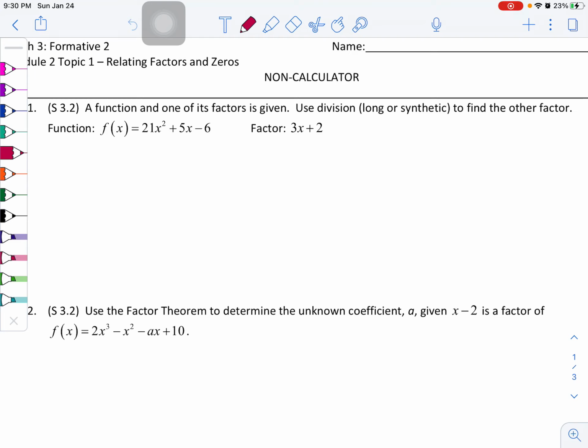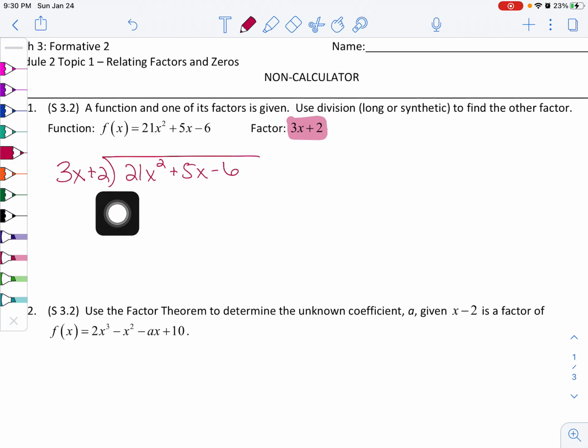My personal preference, if I have the option, is to use synthetic division. However, because this factor has a coefficient other than 1 for x, I am going to actually choose to do long division. Now, if you choose to do synthetic, that is totally fine. You would have different work, but your answer at the end would be the same.